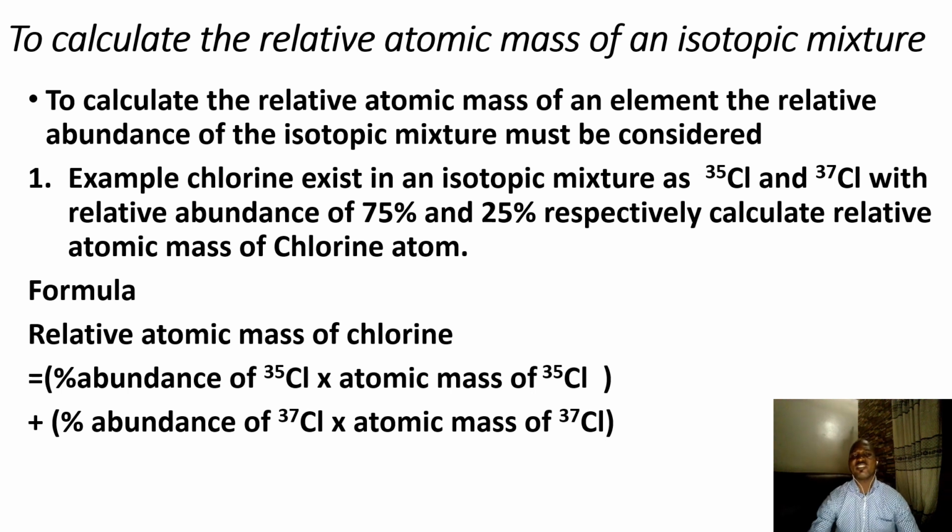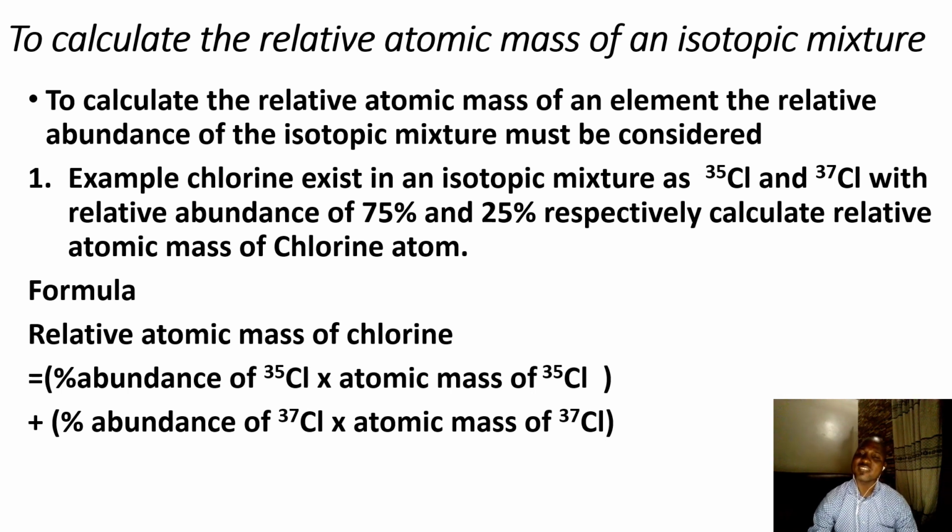So let's look at relative atomic mass. To calculate the relative atomic mass of an isotopic mixture, remember I told you that they have differences in relative abundance. So the relative abundance of the isotopic mixture must be considered. For example, chlorine exists in an isotopic mixture as chlorine-35 and chlorine-37.